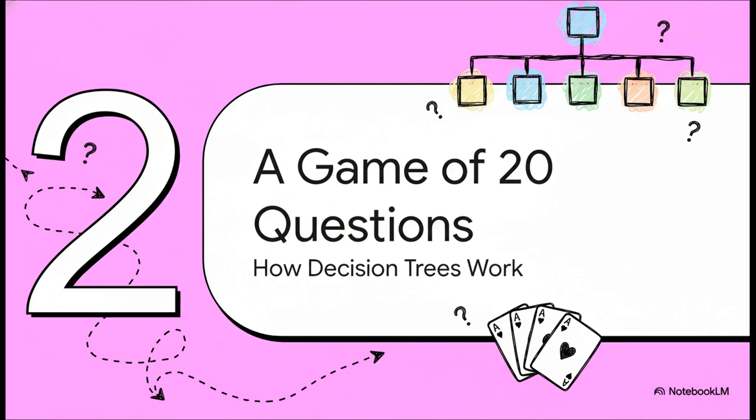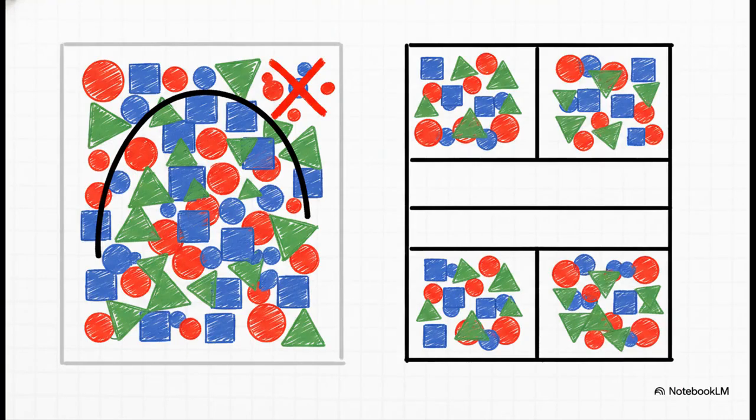Okay, so drawing one line is great, but what if your data is way more complicated than that? What if a single line just isn't going to cut it? Well, let's switch gears and look at a totally different approach, one that works a lot like a game of 20 questions. Let's talk about decision trees. The logic here is completely different. Instead of trying to find one big perfect rule, a decision tree just asks a series of really simple small questions. Each yes or no answer splits the data into smaller and smaller piles. It's basically a strategy of divide and conquer, and it's incredibly effective.